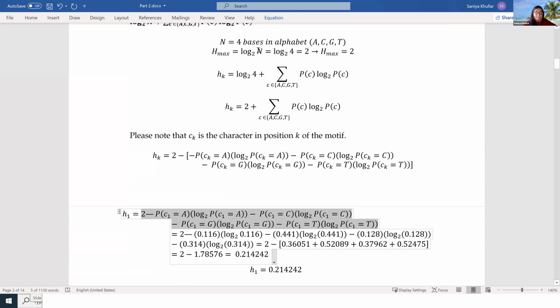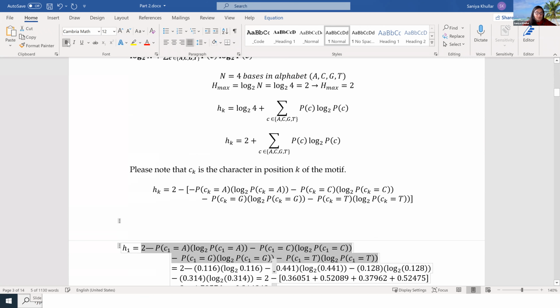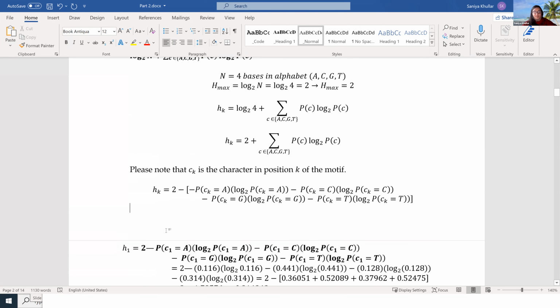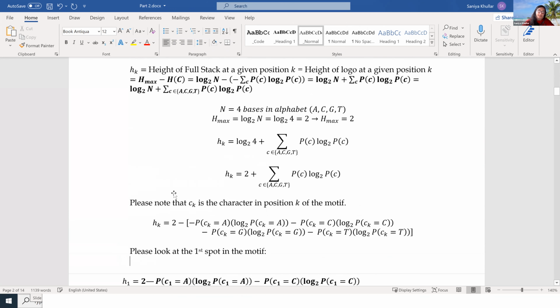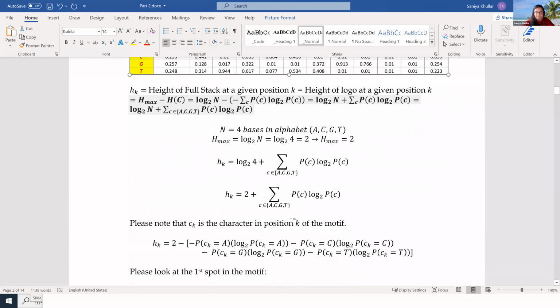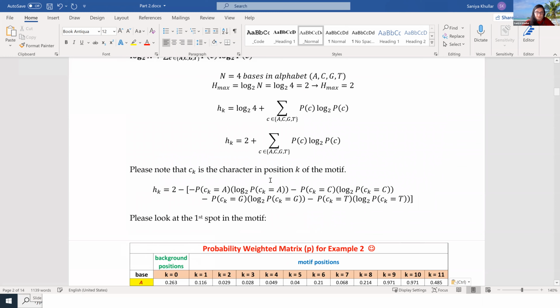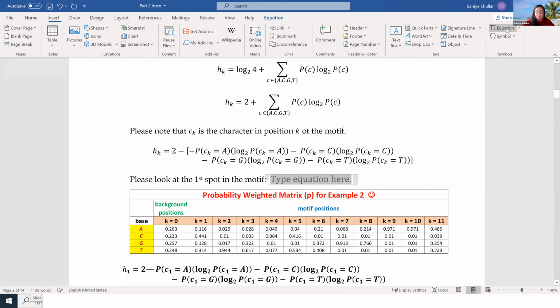Now, what is this telling us? Well, we're looking at the first spot. I also want to clarify, just in case, that when we have this, this is equal to K equals 1. So that's this first spot.